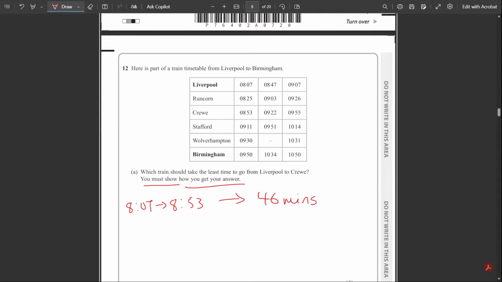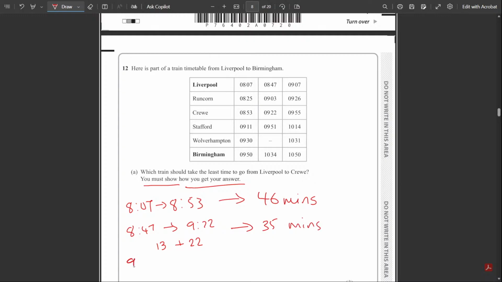First train will take 46 minutes to get there. And then we're looking at the next train, which starts at 8:47 and it reaches the place at 9:22. Okay, so again 13 minutes. That takes you to 9 o'clock plus 22 minutes. So we got 13 and 22, and that will give me 35 minutes, is it? Yeah, 35 minutes. That seems already a lot quicker.